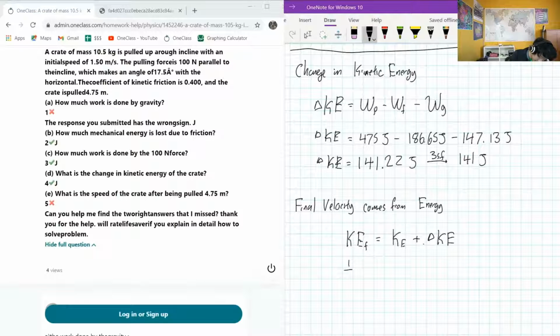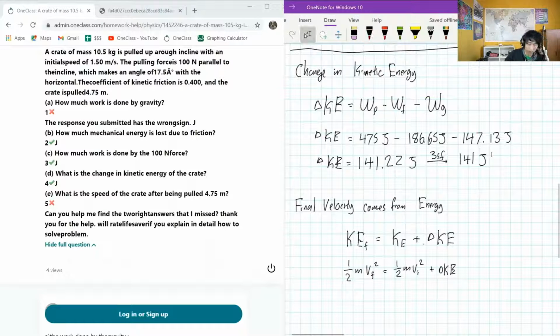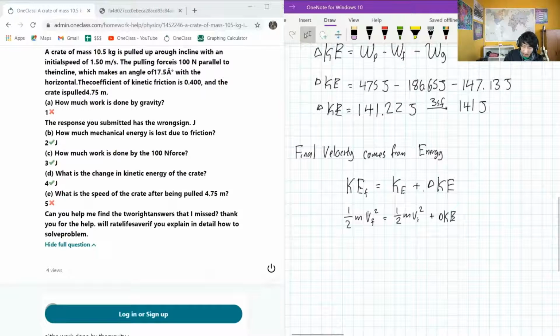We know that this is going to be 1/2 m vf squared, our final velocity, and it's going to be equal to 1/2 m vi squared, vi is our initial velocity, plus our change in KE. We can just leave that as this for right now. Let's just call that delta KE. Because it's a number, we'll sub that in after we do our algebra. So now we want to isolate vf.